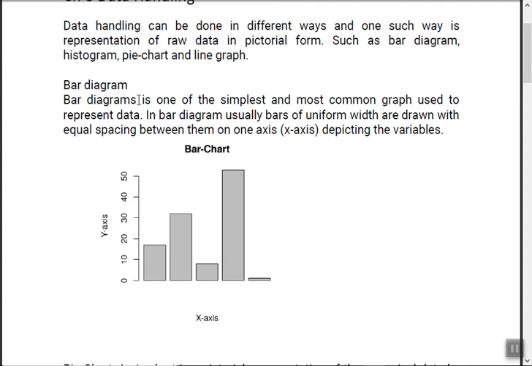That's the simplest one. A bar diagram is one of the simplest and most common graphs used to represent data. In a bar diagram, usually bars of uniform width are drawn with equal spacing between them on the x-axis, depicting the variables. Means these bars are drawn on the x-axis and values are put on the y-axis. So we mark them accordingly. Okay, that is the bar diagram.